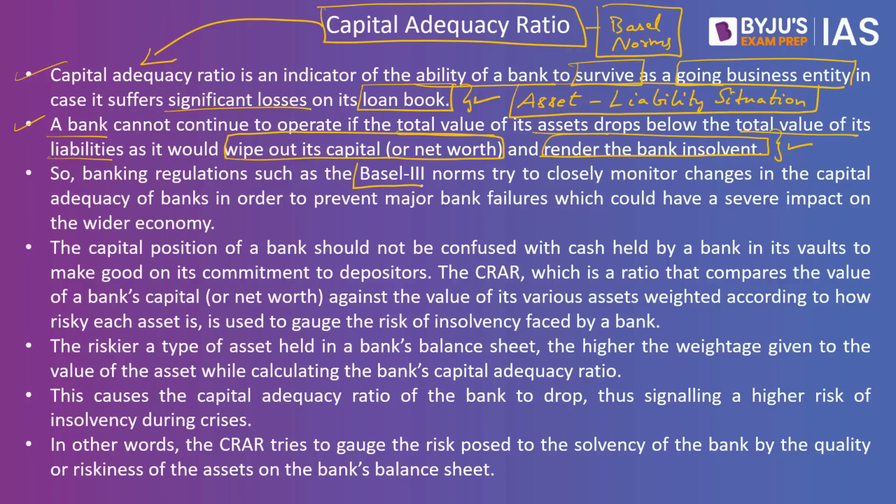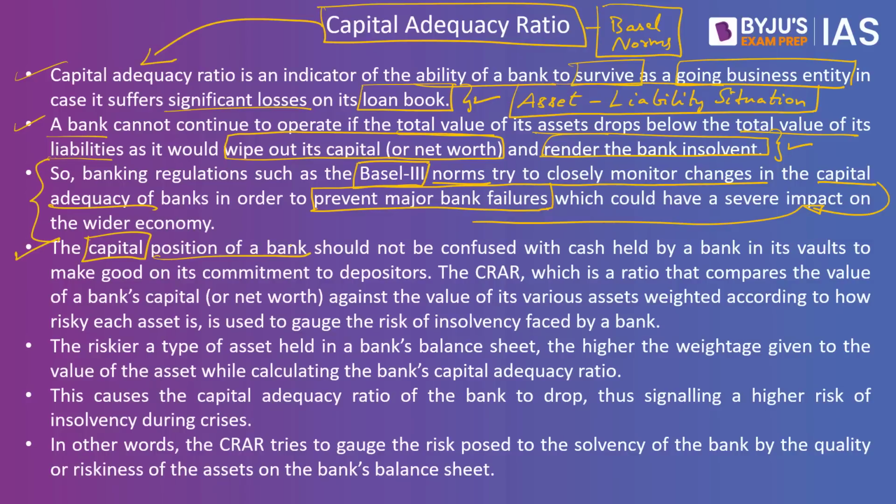So the regulations laid out under Basel III norms empower central banks to closely monitor these changes in the capital adequacy ratio of banks so that central banks can step in and prevent major bank failures, which can have a cascading effect on the entire banking system. Now, please understand that when we say the capital position of a bank, it does not just mean the cash that is held by the bank.